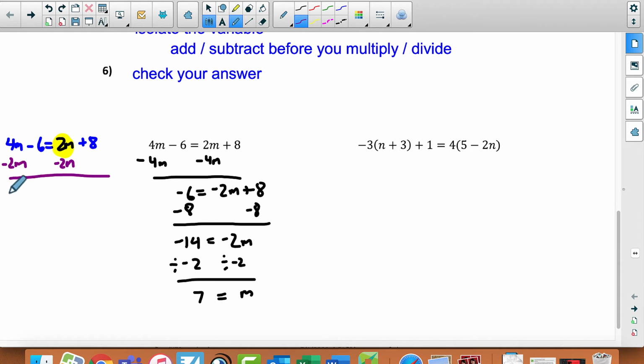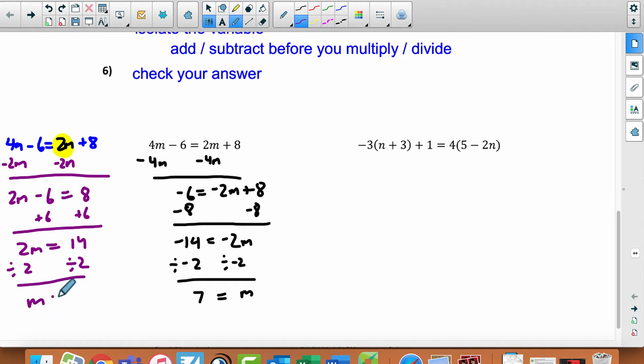4m take away 2m is 2m. We still have a -6. Those cancel. We still have 8 on this side. Now we're going to isolate the variable. Do the opposite of -6, which is +6. You end up with 2m equals 14, and then you divide by 2. And you get your answer, m equals 7. Exact same answer. Now, question, which one of those did you probably enjoy more?